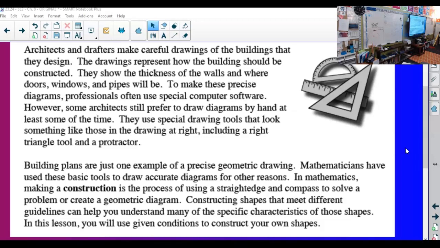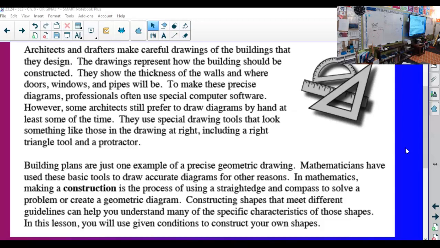Building plans are just one example of precise geometric drawing. Mathematicians have used these basic tools to draw accurate diagrams for other reasons. In mathematics, making a construction is the process of using a straight edge and a compass to solve a problem or to create a geometric diagram. Constructing shapes that meet different guidelines can help you understand many of the specific characteristics of those shapes. In this lesson, you will be given important conditions to construct your own shapes.